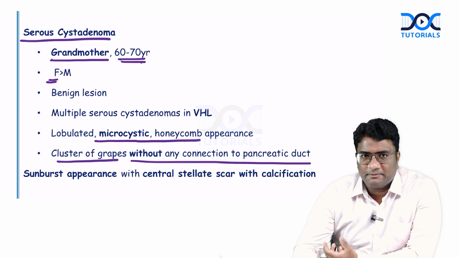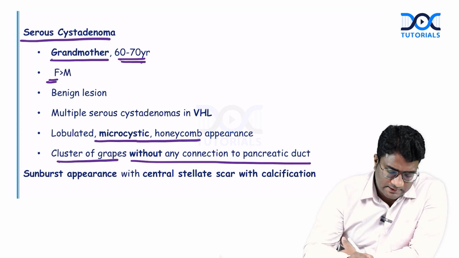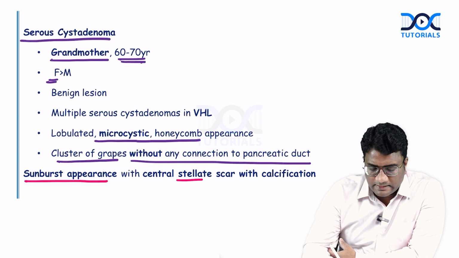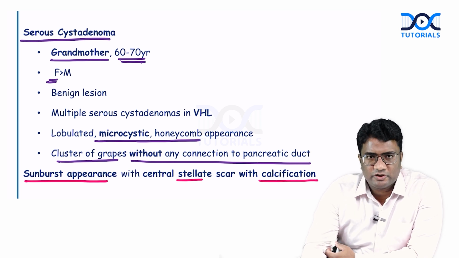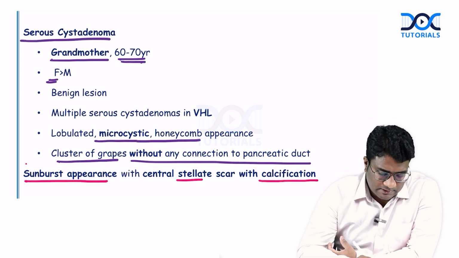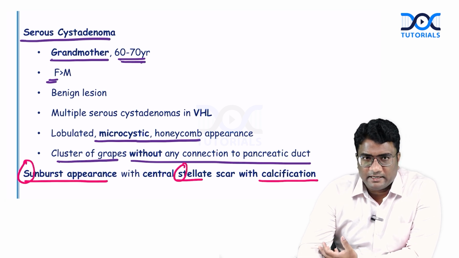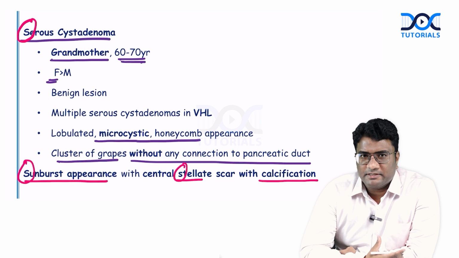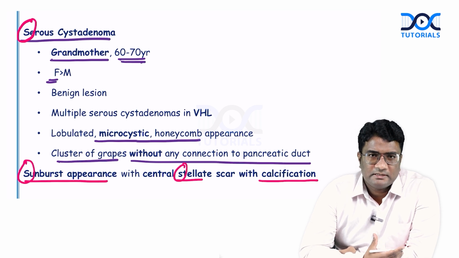And what is a classic imaging finding that you have? It gives a sunburst appearance or a stellate appearance, right, with a central scar having the calcifications. So, sunburst appearance or stellate scar in the pancreas is suggestive of serous cystadenoma of pancreas. A sunburst appearance or stellate appearance with a central stellate scar showing calcification, think of serous cystadenoma of pancreas.